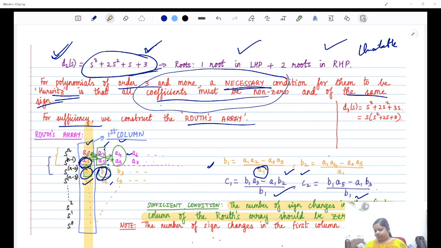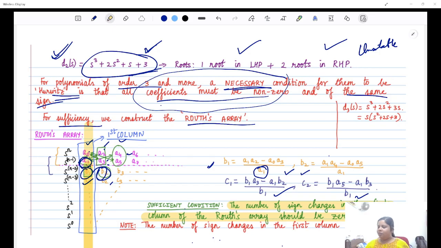After constructing the Routh array, you just have to look at the first column, and if there are no sign changes between consecutive rows in the first column, you will say the system is stable. The number of sign changes you have, say it was positive, it became negative, then again it became positive, that means two roots lie in the right half of the S plane. So the number of sign changes says that that many poles lie in the right half of the S plane and the system is unstable.